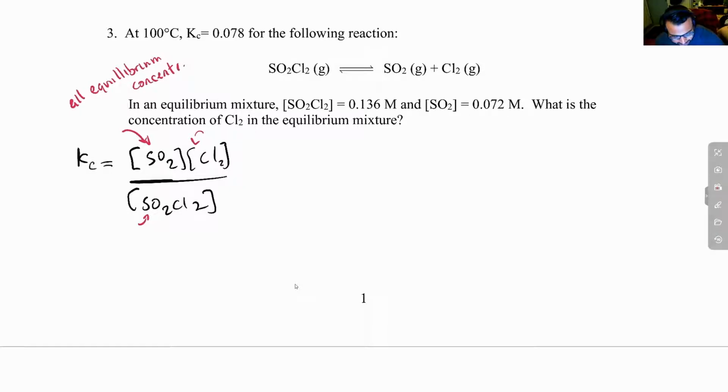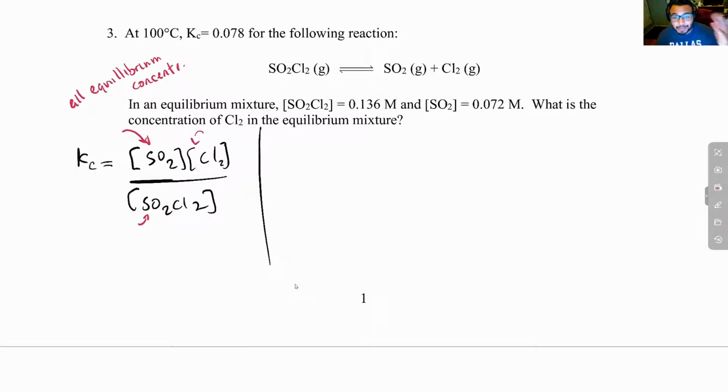Okay, so then right now we have a Kc value. So they give us the value for Kc. They give us the concentration of SO2Cl2. And they give us the concentration of SO2. So the only thing we need to solve for is the concentration of Cl2. Okay, so then all we got to do essentially is rearrange this equation, and then that will allow us to solve for this problem.